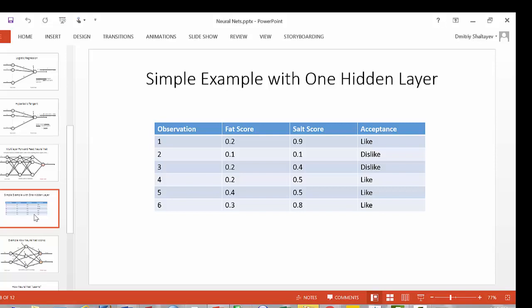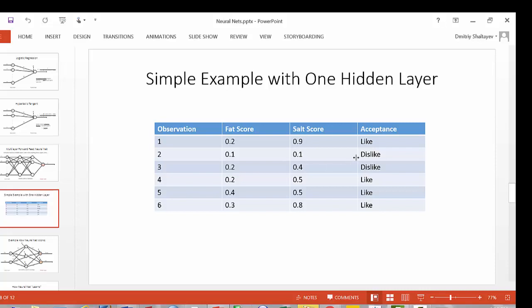Basically, what we want to do is build a model that will allow us to predict whether or not a customer will find the cheese tasty or gross, right? Like versus dislike. There are two things that we can manipulate about cheese. Fat content, fat score. I don't know what that number means, maybe grams of fat per serving or something like that. 0.2, 0.1, you can see that we have a range. And also salt score. So here is really not salty cheese, versus this one is really salty, okay?